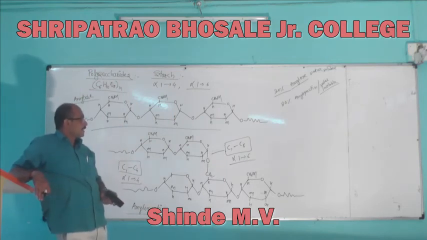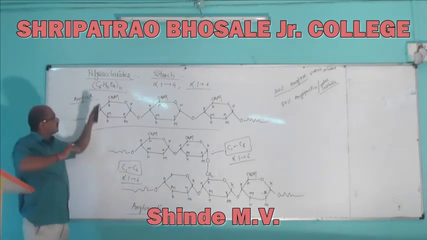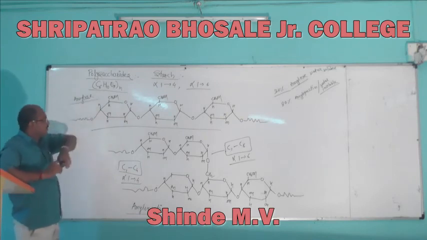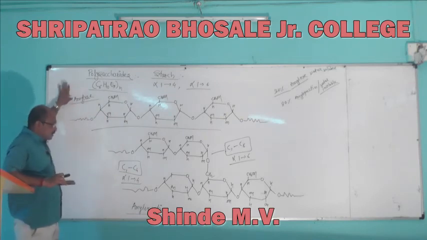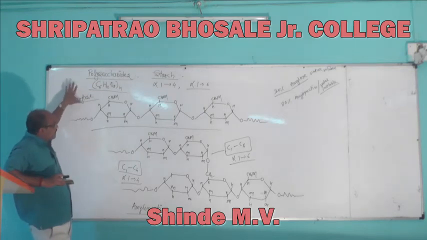Amylose and amylopectin in the starch molecule. This one is the structure of polysaccharide starch, which has both of these two. Amylose is the long straight chain of glucose molecules combined with each other by alpha 1 to 4 glycosidic linkage.